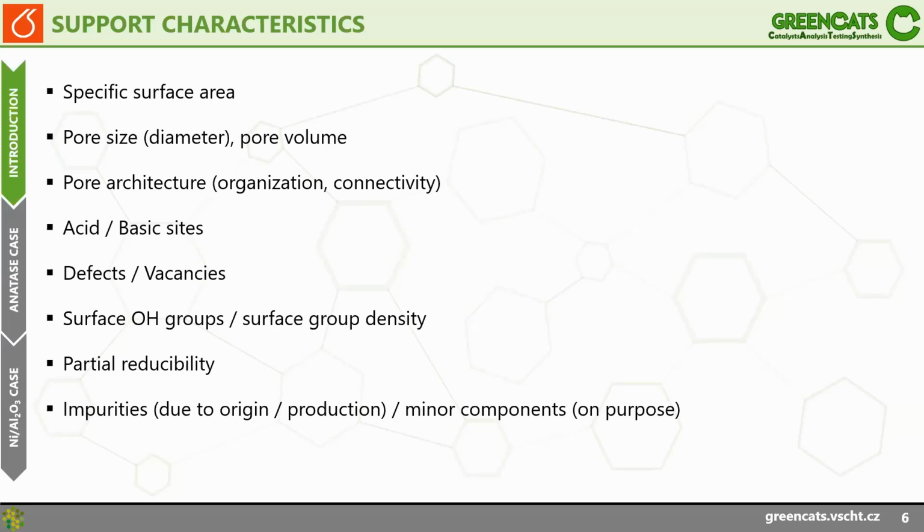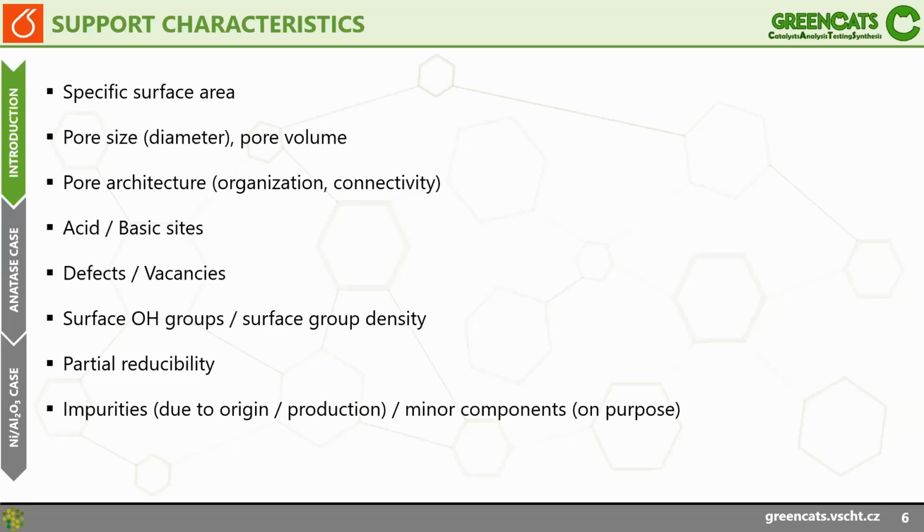Then in most oxides, the endings are OH groups, and we can have different densities of those groups on the surface. Again, this has its effect on the behavior of the material. And as a specific case, some of the supports can be reducible or partially reducible, and that also changes the game as the reaction proceeds, especially when we talk about hydrogenation reactions.